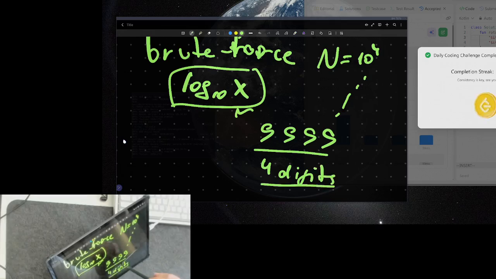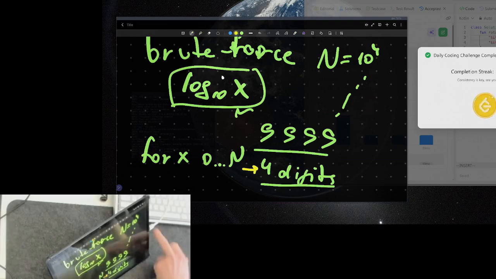and we can analyze them in a brute-force loop, like for x in 0 up to n, just analyze and say if it's accepted. Now let's look at the solution.